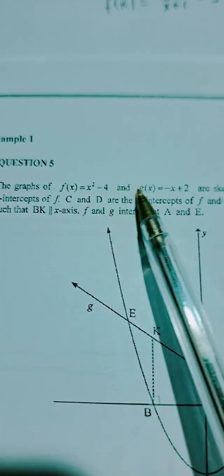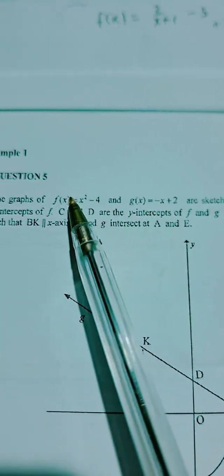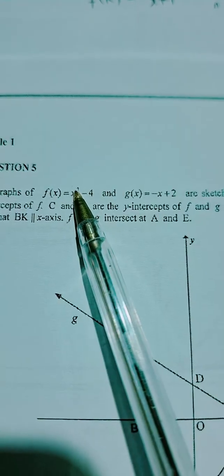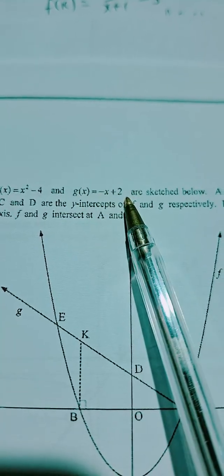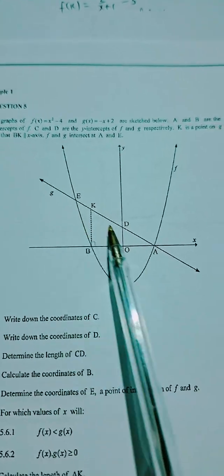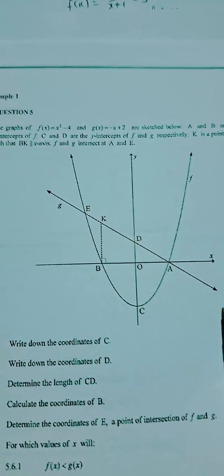So this is a parabola. This is a straight line. Why do we know it's a parabola? Anything with x squared in it is a parabola. There's no other x value. Anything with x raised to the power 1 is a linear function. That means it's a straight line. So we know that this here is our straight line.